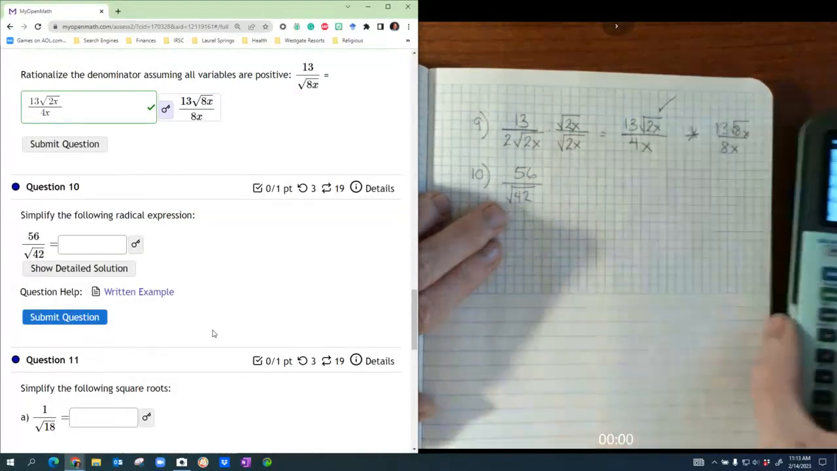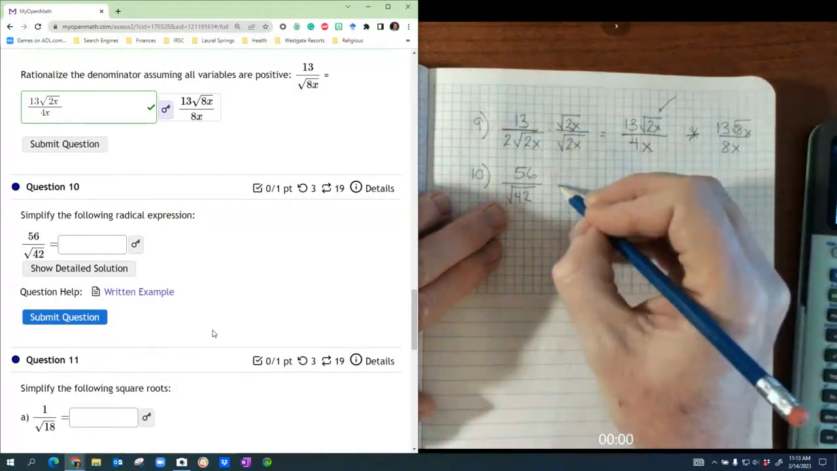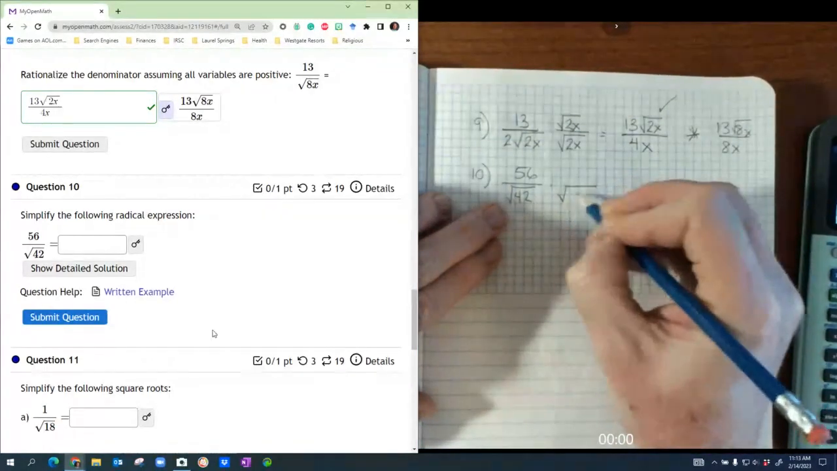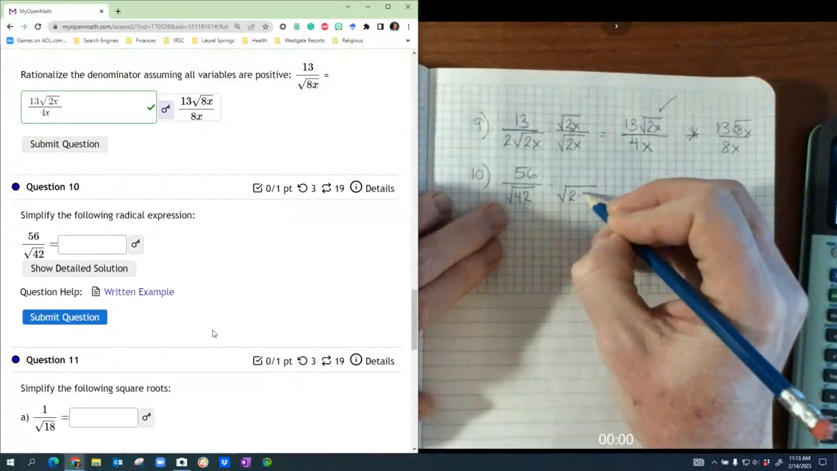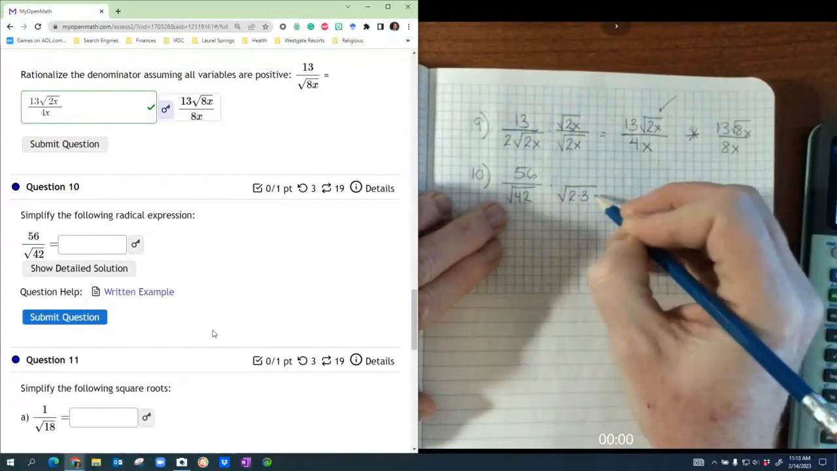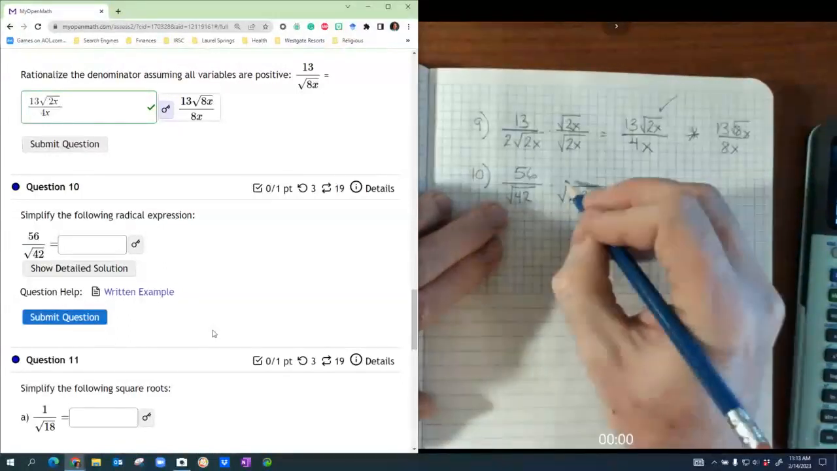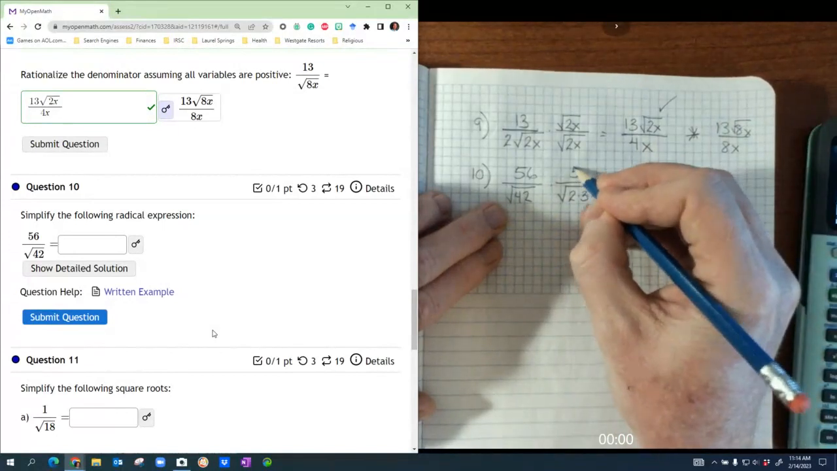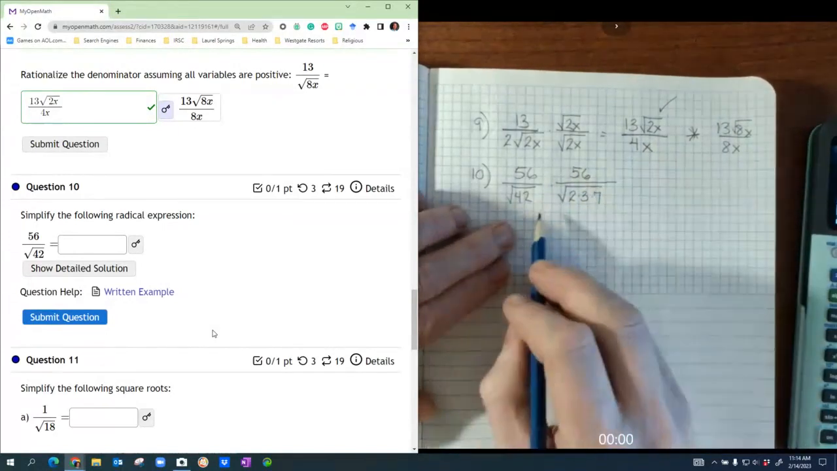And if we look at that, 42, if we break it down, is basically 2 times 3 times 7, which are all prime numbers and they're not perfect squares. We can't do anything with them. Okay? We can't do anything with that.